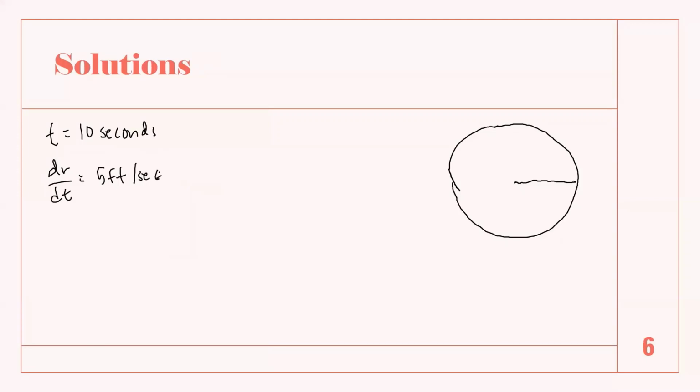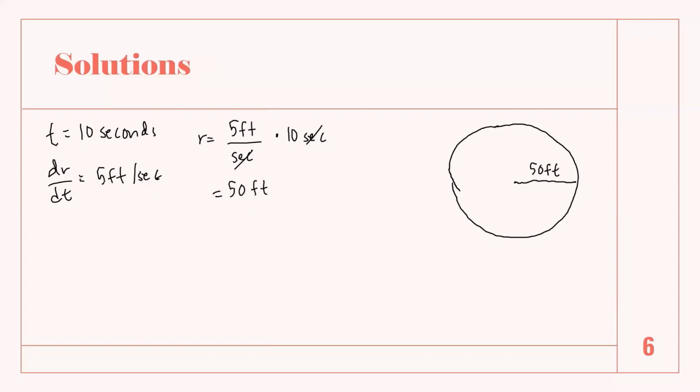So based on the problem, our radius is not yet given. So in order to look for the radius, what we are going to do is multiply the rate according to the change of the radius with the time. So we're going to cancel the seconds, because the distance of our radius is in feet. So 5 times 10 is equal to 50 feet. So our radius is 50 feet.